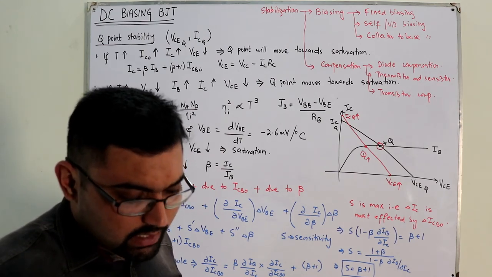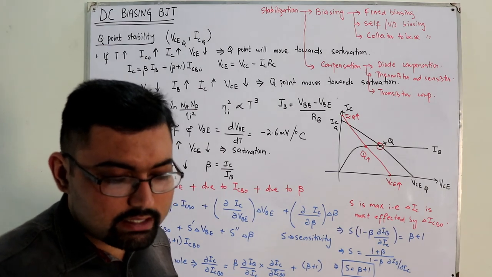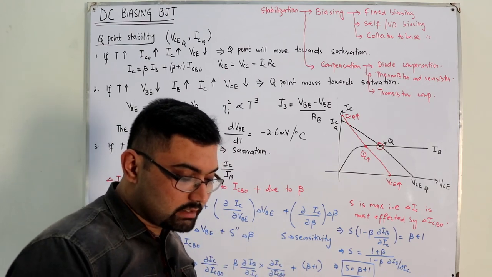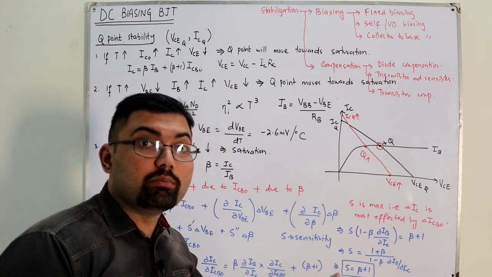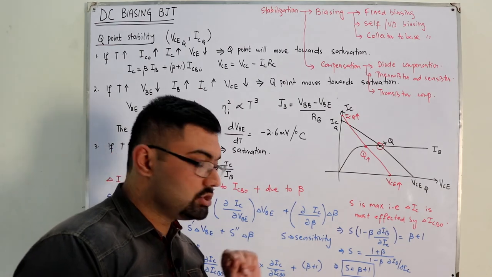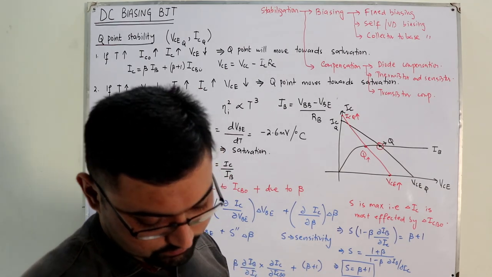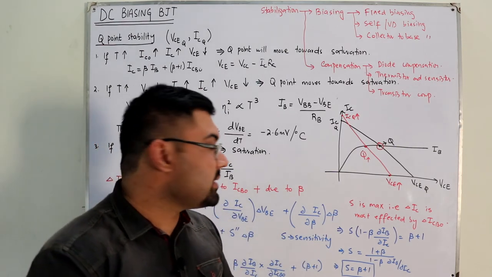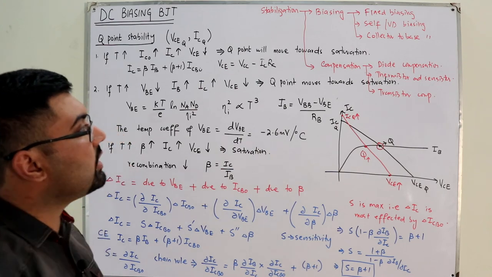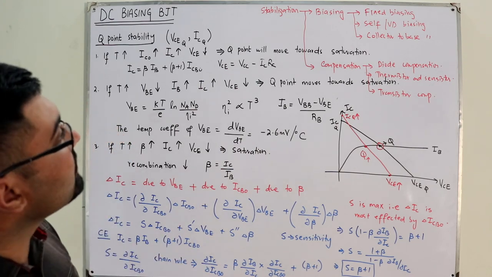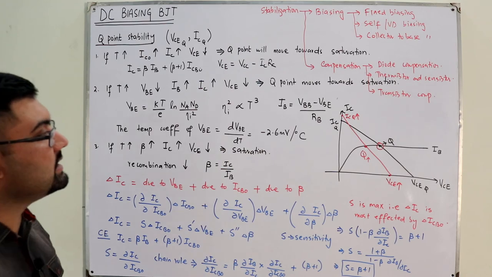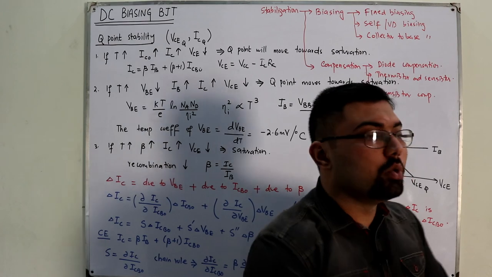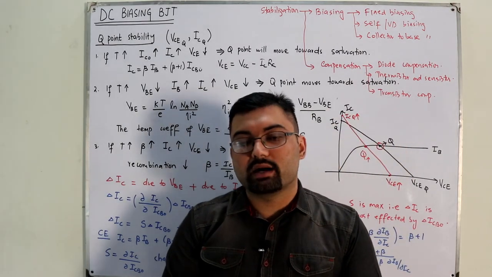Networks that are quite stable and relatively insensitive to temperature variations have low stability factors. The higher the stability factor, the more sensitive the network is to the parameters. So if we have to make the system stable, we have to make this S value smaller, and we'll see in the next videos how to do that with the biasing techniques. The compensation is not included in our course. In the next video, I will see you with the first configuration, the fixed bias configuration.